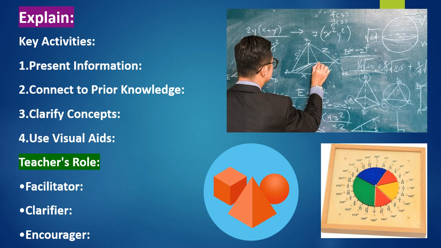Afterward, the teacher is going to clarify the concepts and any wrong conception the student may have. With the help of visual aids, the teacher will start discussing and explaining the things. And what is the role of the teacher? Obviously, he will be working as a facilitator, clarifier, or encourager.